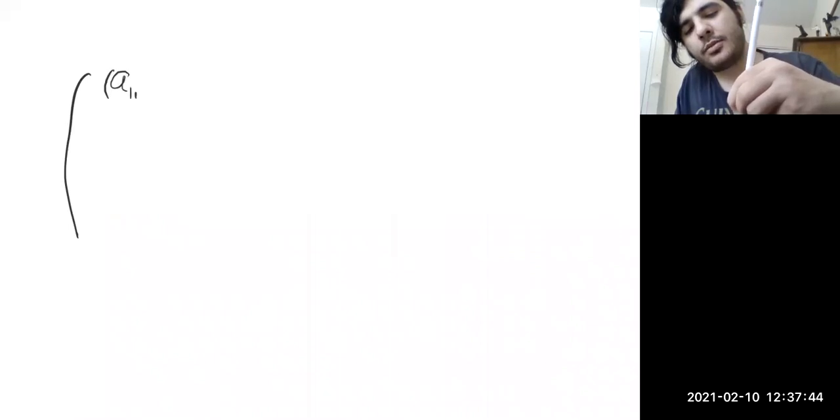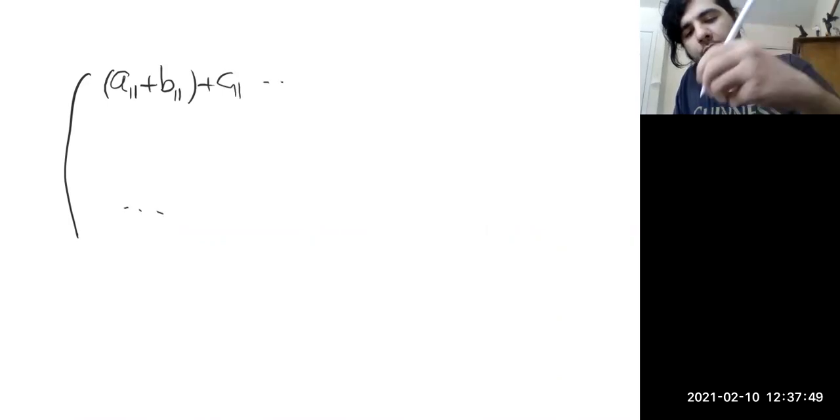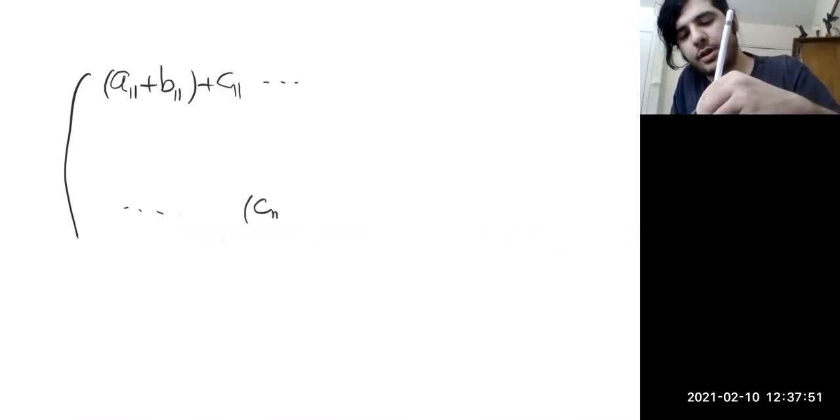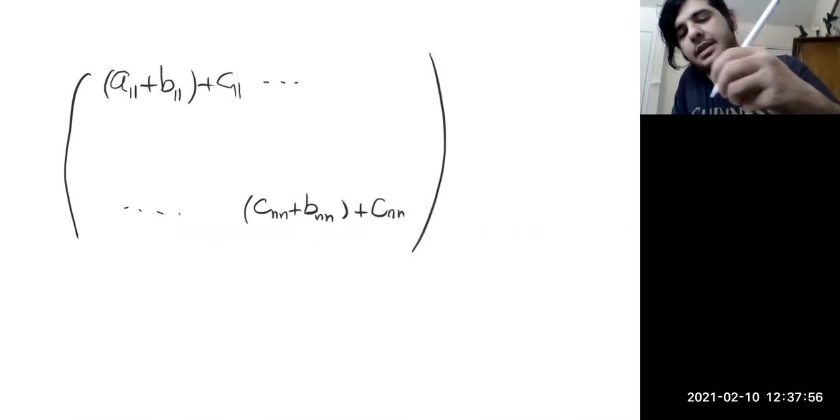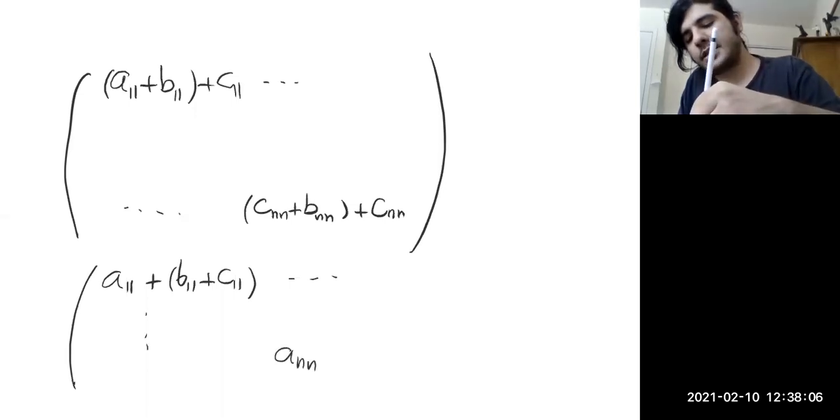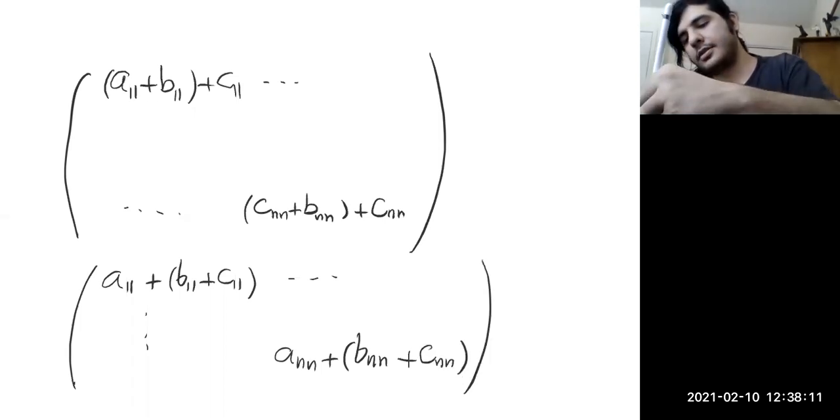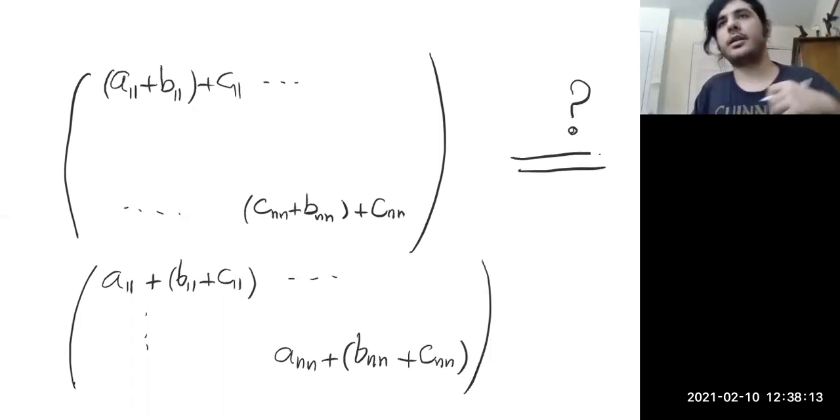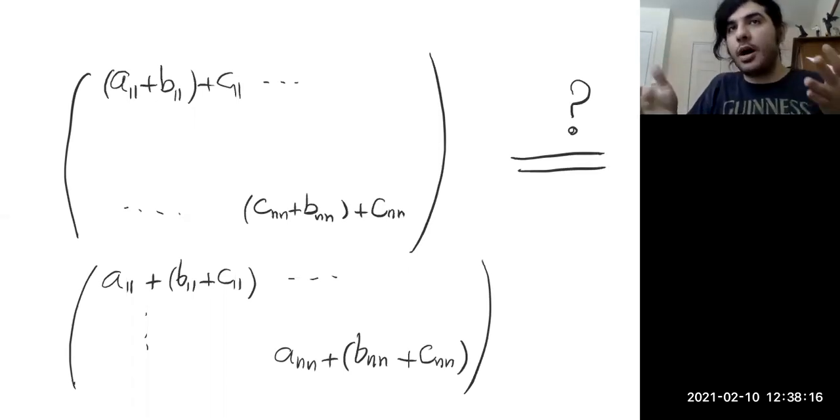On one side, we have A11 plus B11 plus C11, etc. I wouldn't write all the elements. I would just write two of them. On one matrix, we have this thing. And on the other matrix, we have these elements. Now, the question is, are these two matrices equal or not? The answer is yes.